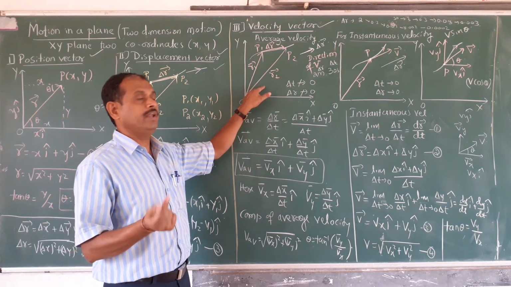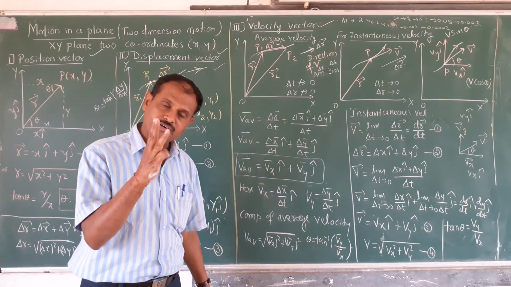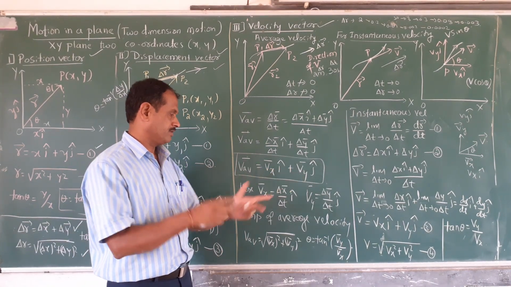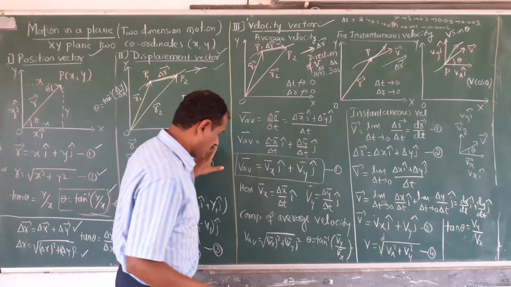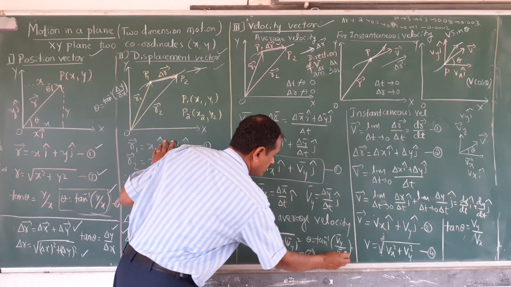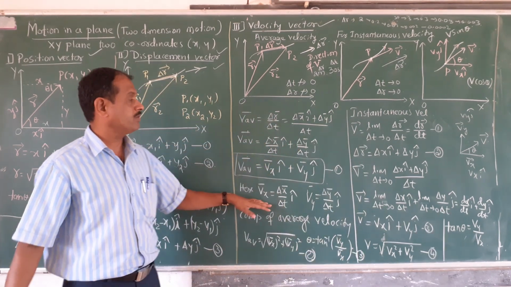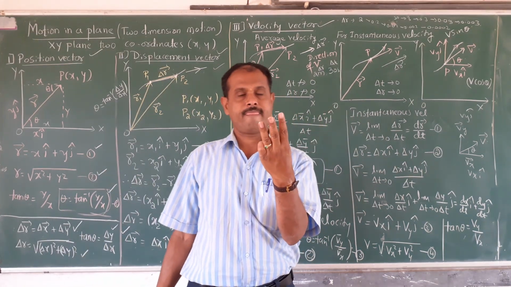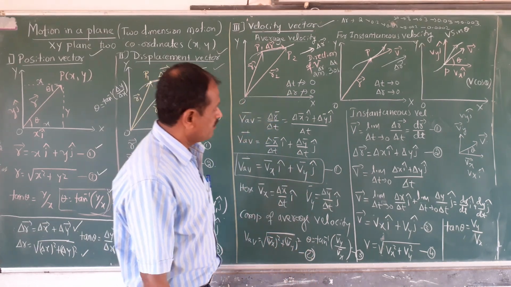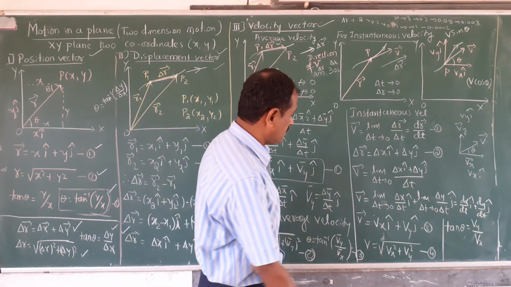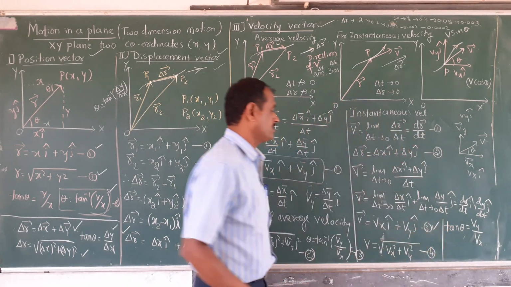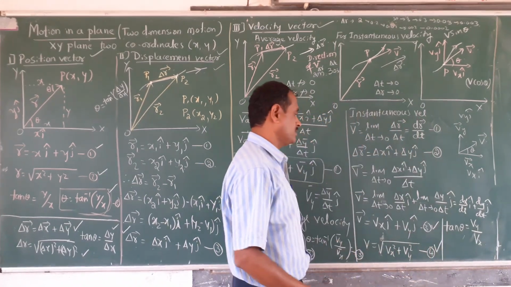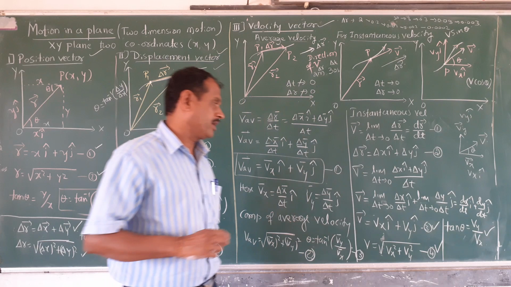Again, in the case of velocity, there are three equations for average velocity. Average velocity, vx i cap plus vy j cap, one expression. Now this is for magnitude, equation number 2. This is for direction, equation number 3. Again, you have got three equations for average velocity. Similarly, for instantaneous velocity, this is one expression. This is the velocity expression. And this is for magnitude of the velocity. Now this is for direction.